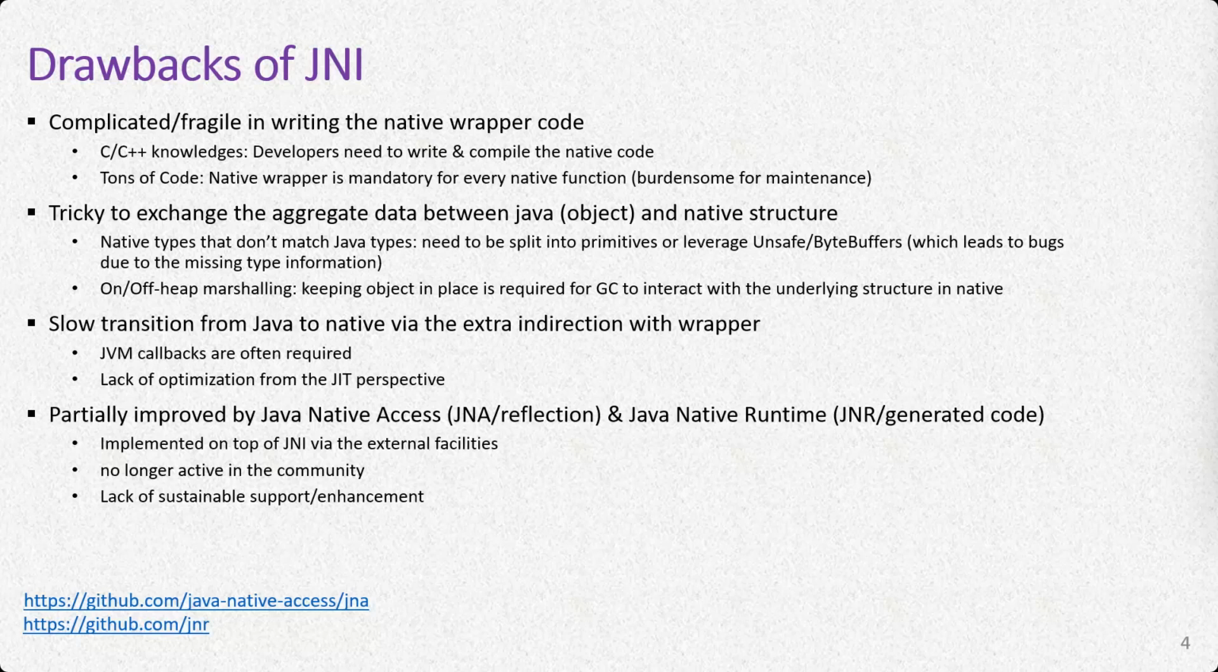The second issue is that there is no easy way to directly exchange the aggregate data between a Java object and native structures, because there's no direct mapping from native type to a Java type. So you have to rely on other workarounds like splitting the native to primitive or non-primitive by leveraging the unsafe or buffer APIs to allocate the structured memory, which might lead to bugs because of the missing type information. And you have to stop the GC garbage collection from updating the Java object when interacting with the native structures. Otherwise, it definitely screws up everything.